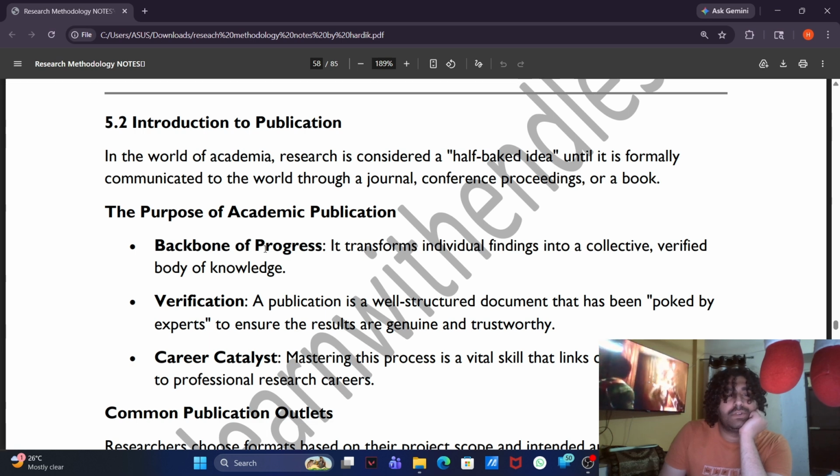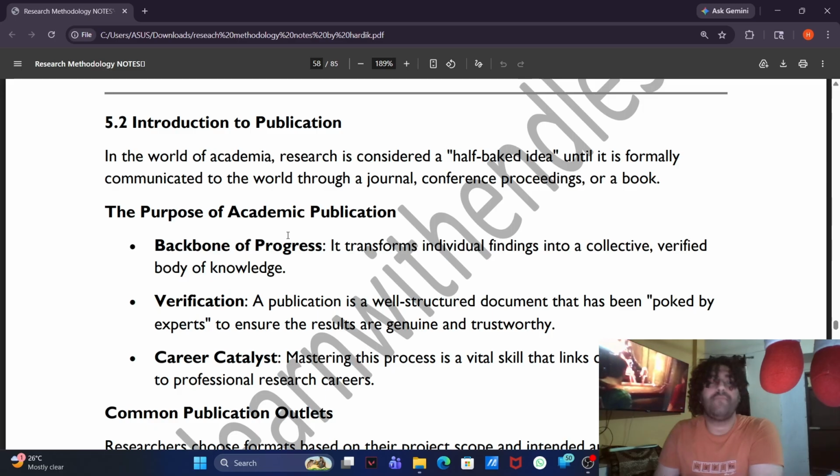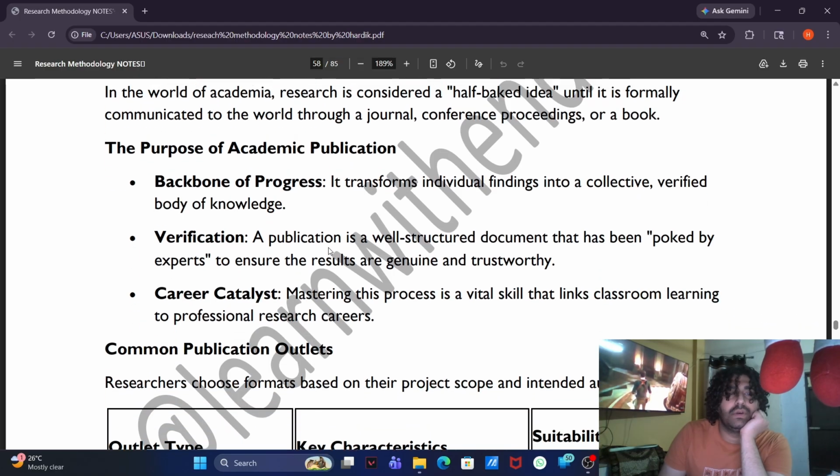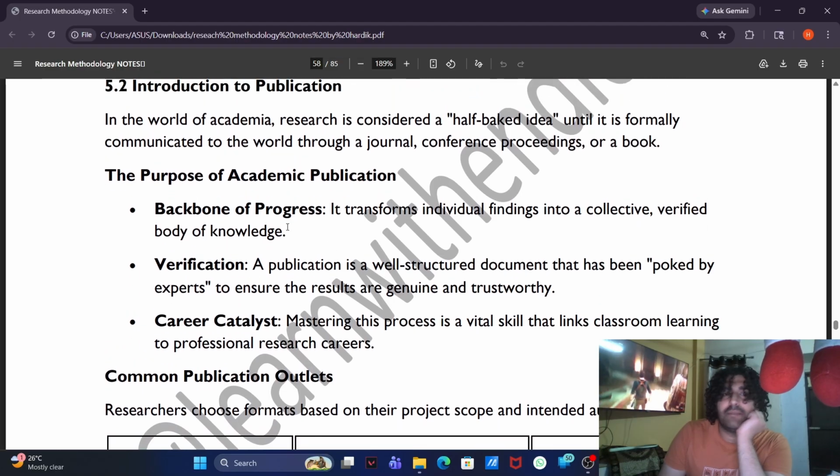Let's start with the topic, Introduction to Publication. In the world of academia, research is considered a half-baked idea until it is formally communicated to the world through a journal, conference proceedings, or a book. The purpose of academic publication: backbone of progress, verification, career catalyst. Let's go through them one by one.